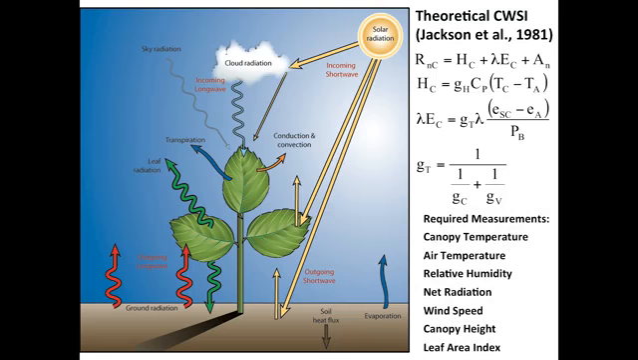The drawback to this more theoretical or energy balance based version is it requires a lot more data in order to actually get values of the crop water stress index. So in addition to canopy temperature, air temperature, and relative humidity, we also have to have a measurement or estimate of net radiation, a measurement of wind speed, and then measurements or estimates of canopy height and leaf area index.